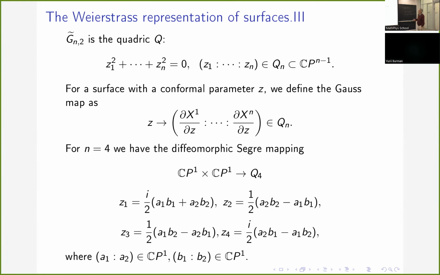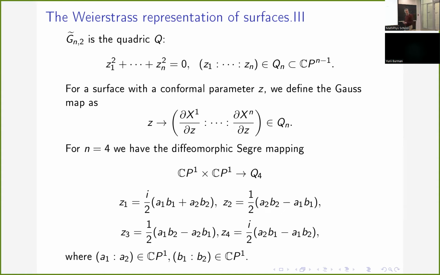Now, what is this quadric? It is the quadric Qn in CP^(n-1). What is this quadric? For a surface with conformal parameter z in R^n, we define the Gauss map: z is mapped to this vector. And the image of the Gauss map has to lie on this quadric. And actually, this quadric is nothing else than the Grassmannian of two-dimensional oriented planes in Rn.